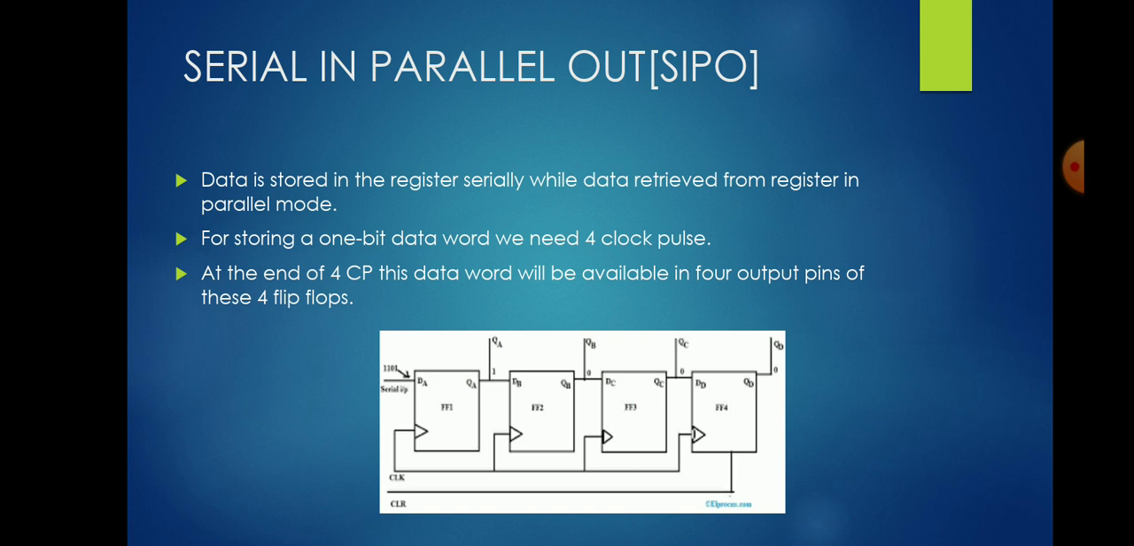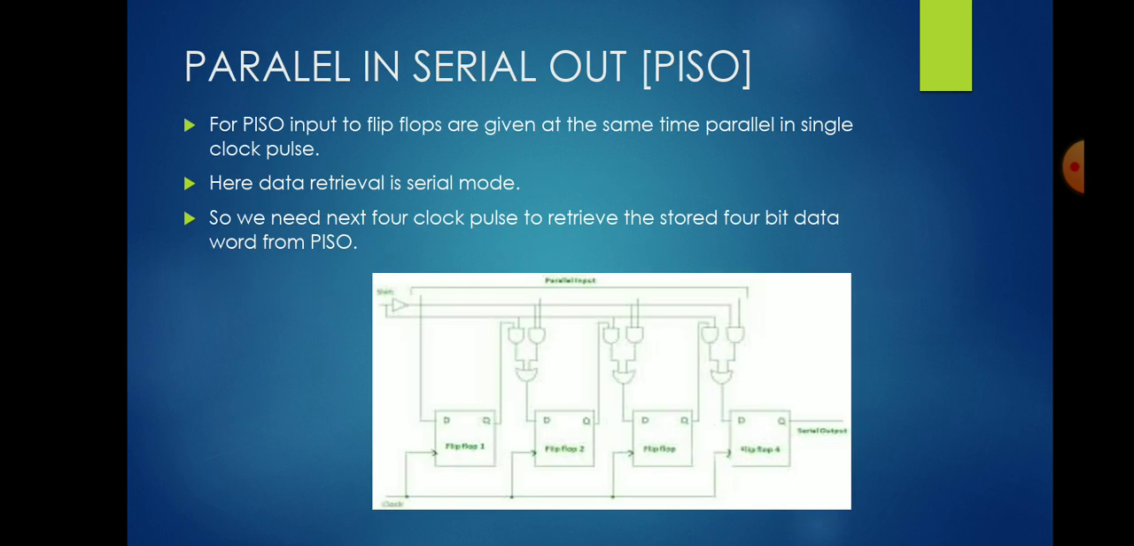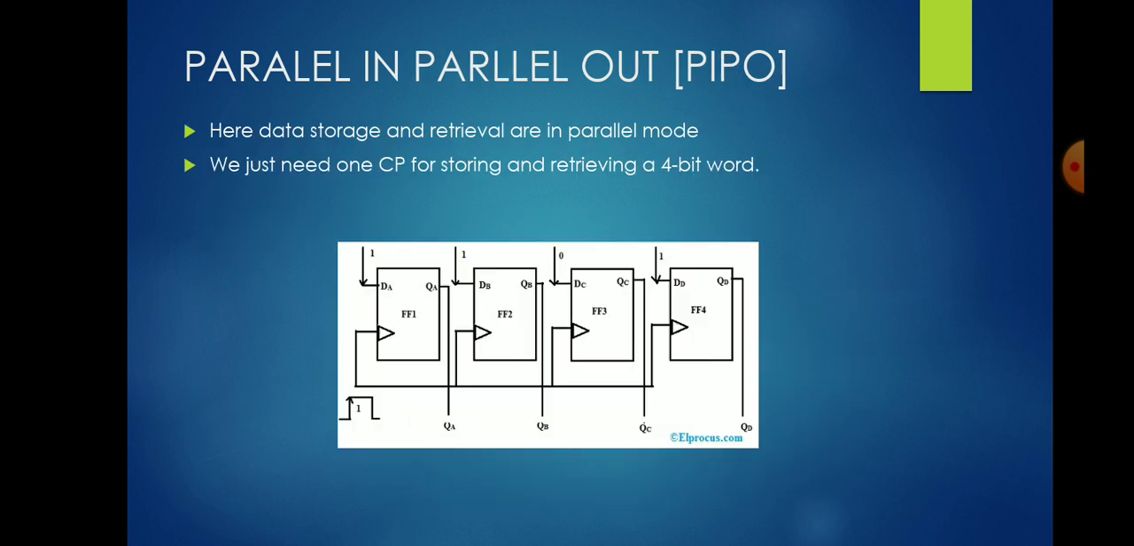Now let's move on to the third one, which is PISO, parallel in serial out. For PISO, the inputs to the 4 flip-flops are given at the same time, in parallel, in a single clock pulse. Here data retrieval is in serial mode. We need 4 more clock pulses to retrieve the stored 4-bit data word from the PISO.